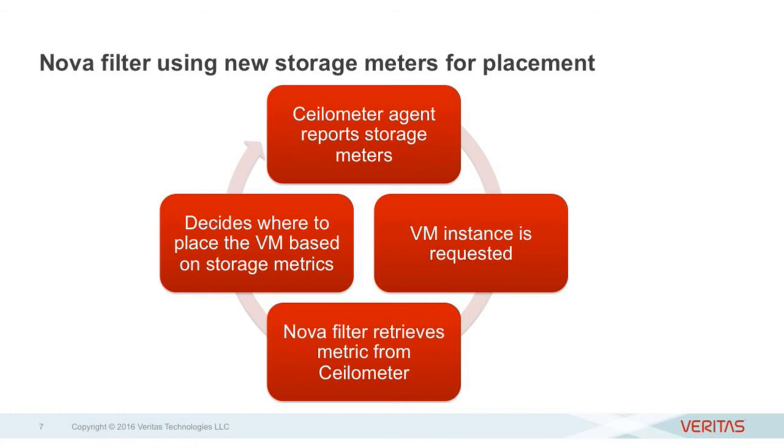So this is very important because today the placement decisions are basically made on static information like CPU and memory, but the IOPS or the storage-centric meters will add another dimension to it and be able to make a slightly more intelligent placement through Nova filters.